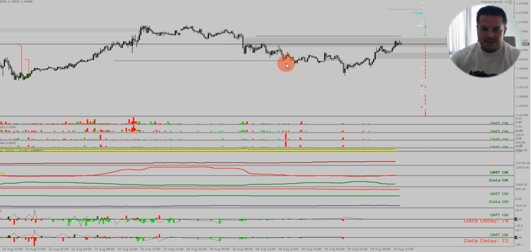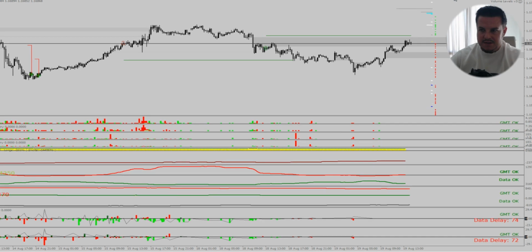This euro dollar, now on the 15-minute chart, it took the lower MTS and then today, as I predicted on the MK block, went for the upper MTS. So beautiful long trade, very easy. Let me just move around the camera a little bit.